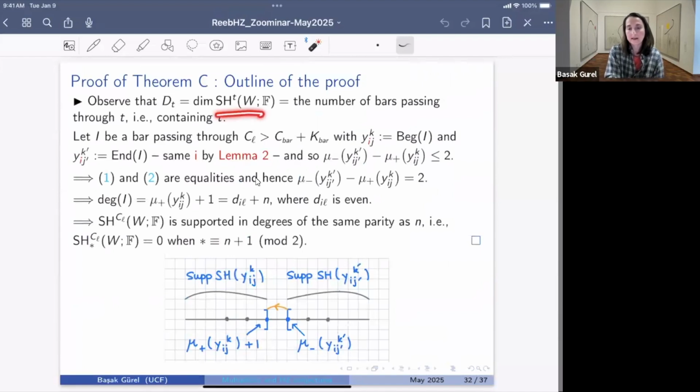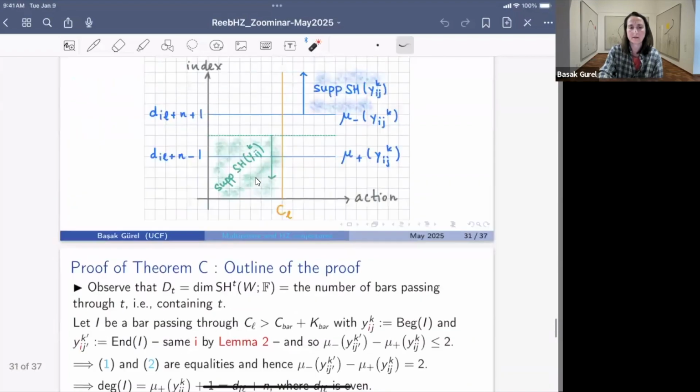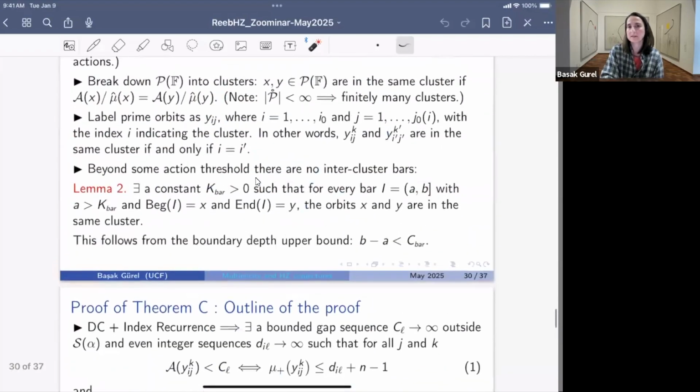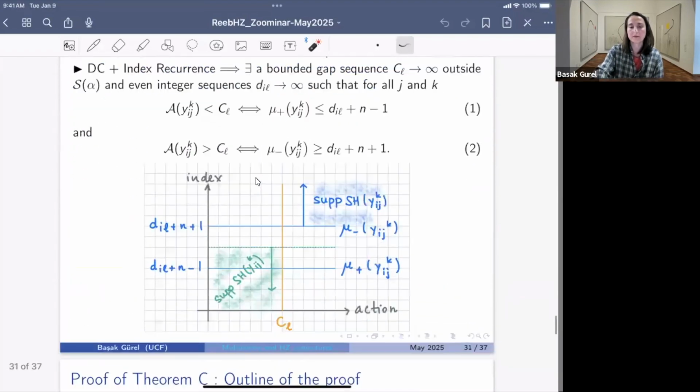So what is this d_t? It just counts the number of bars containing t, passing through t. So let's take a bar passing through c_L, but I want to pick this c_L. Remember, this is a bounded gap sequence going to infinity. I want to pick this c_L, which is greater than the boundary depth upper bound plus this K-bar that came from my second lemma, beyond which you don't have any intercluster bars.